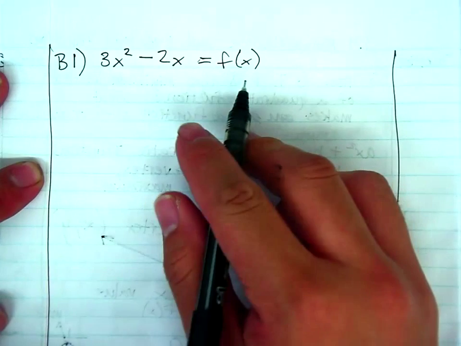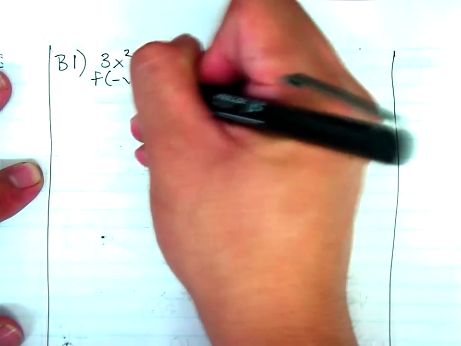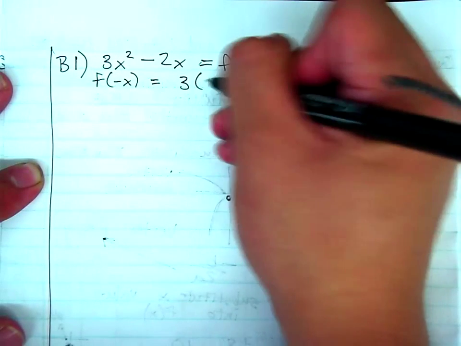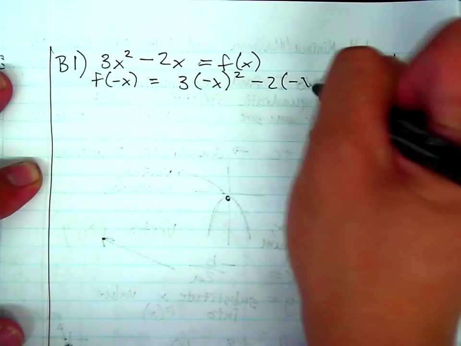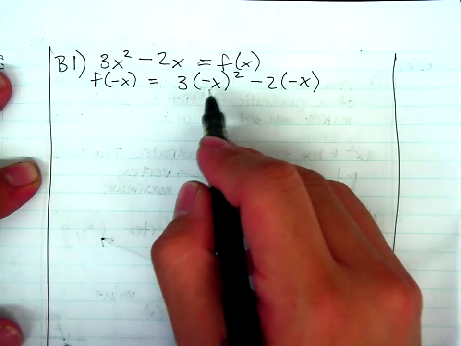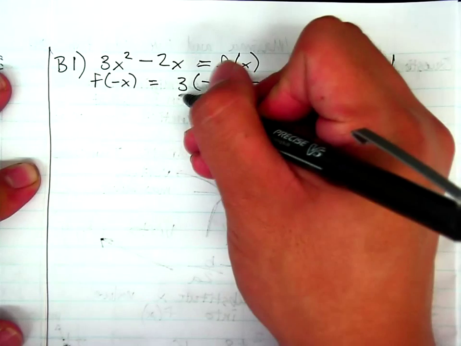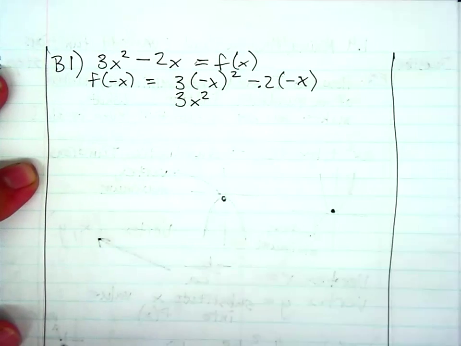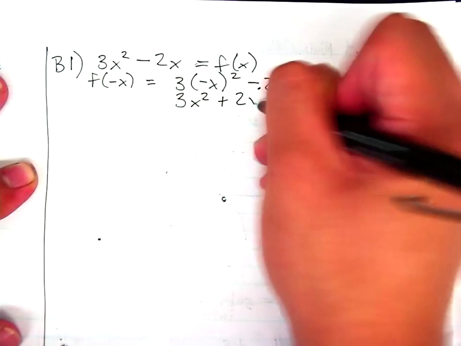What I want to do is substitute a negative x in and see what happens to this function with a negative x. So this becomes 3 times negative x squared minus 2 times negative x. Negative x inside the parentheses squared stays x squared, so I get 3x squared. Over here I have a negative 2 times a negative x, which means I end up with a positive 2x.